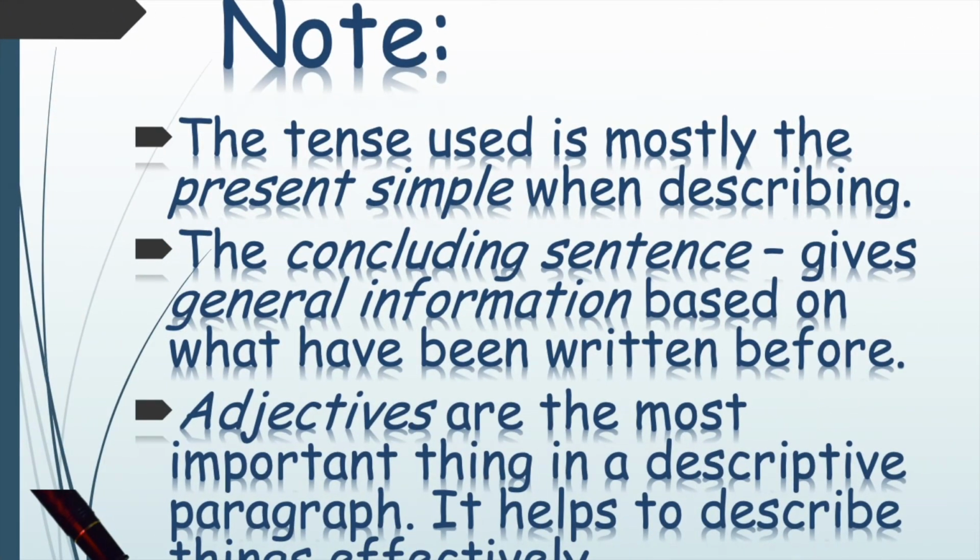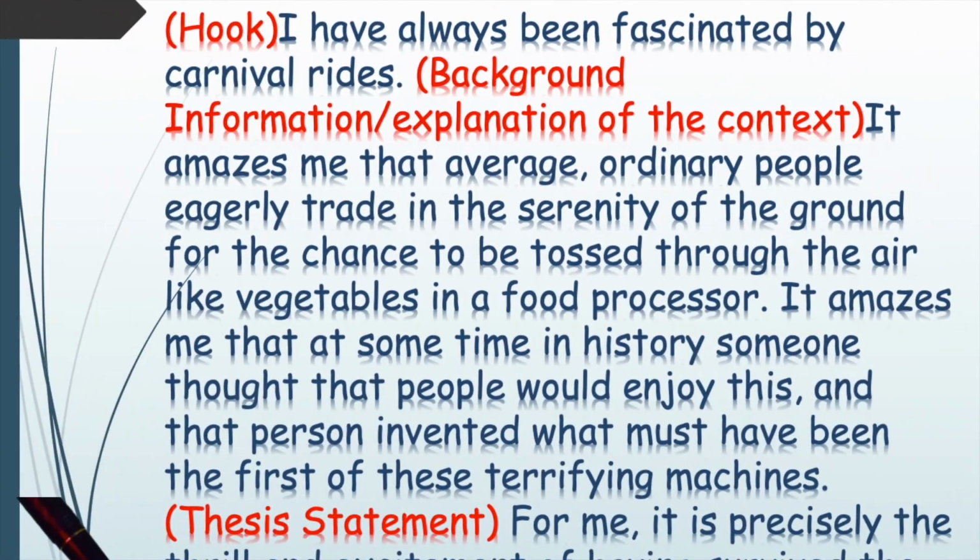Take note that the tense used is mostly the present simple when describing. The concluding sentence gives general information based on what has been written before. Adjectives are the most important thing in a descriptive paragraph. They help describe things effectively. Let's have a descriptive essay writing example.